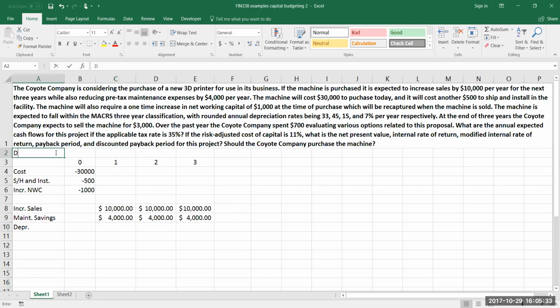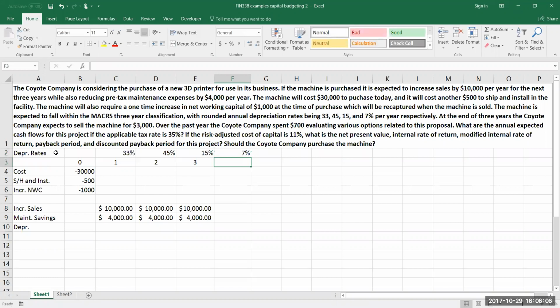So the depreciation rate for year 1 is 33%. And for year 2, it is 45%. And for year 3, it is 15%. And for year 4, it is 7%. Now you might be thinking, well, why do I have 4 depreciation percentages for a 3-year asset?